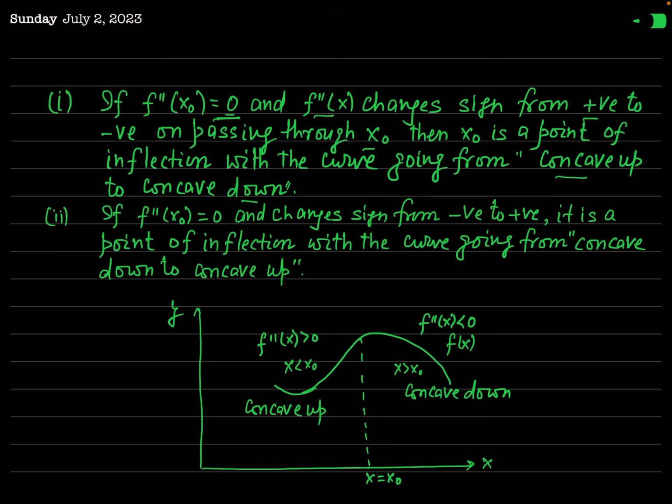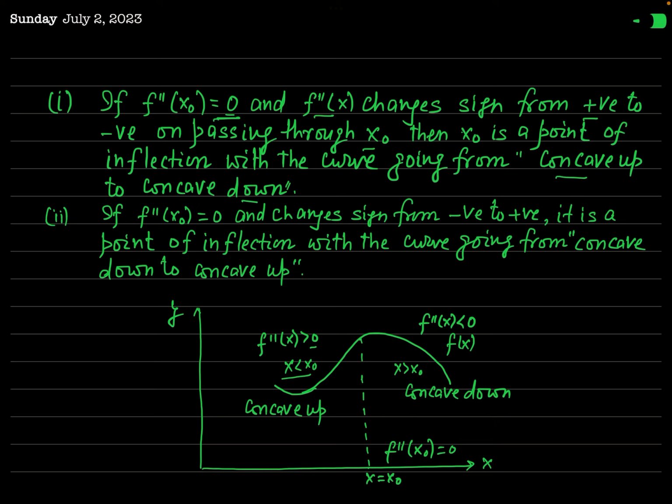Here this x equal to x naught is a point of inflection. It means at this point f double dash of x naught will be equal to 0. And you can see when you talk about the region where x is less than x naught, then f double dash of x is greater than 0, that is positive, that is, the curve is concave up.